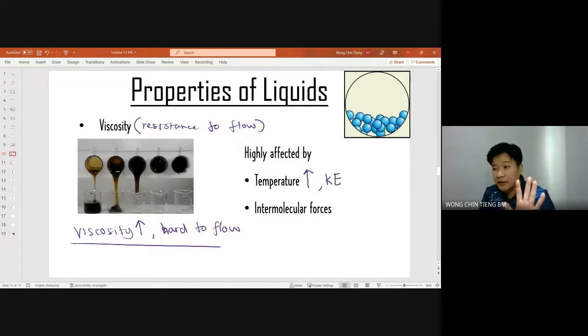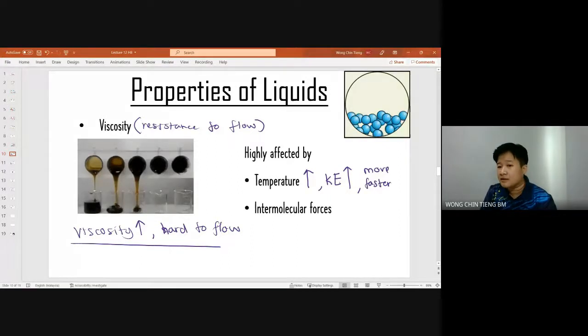Saya tak bagi ayat penuh again. Saya bagi faktor je. Okay? When the temperature is high, guys, kinetic energy is high. When the kinetic energy is high, you move faster. Semua partikel kamu move faster. Betul? And guys, of course, when you move faster, you flow easier. When you flow easier, what happened? Viscosity is lower.